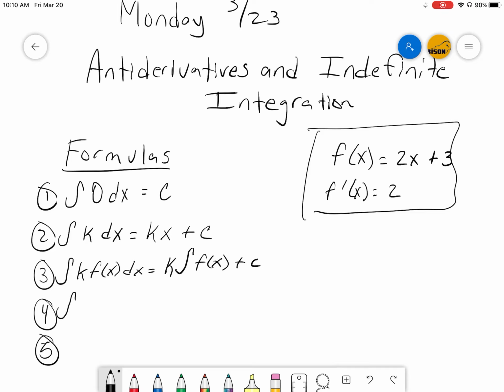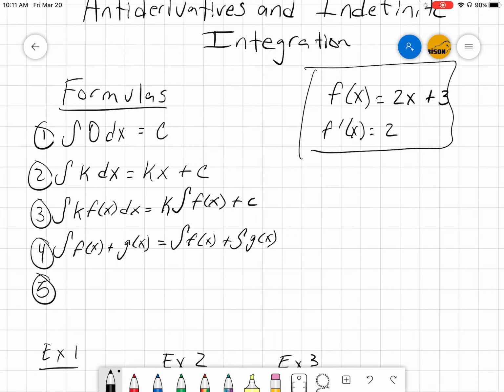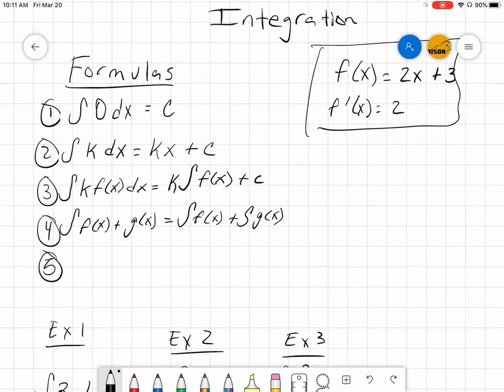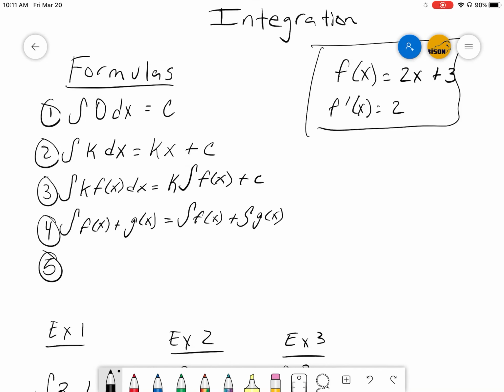We had this one in derivative rules. If we have the integral of f of x plus g of x, we are perfectly allowed to integrate them separately. And that also works for subtraction, if you remember that from derivatives. One more. This is the main one.